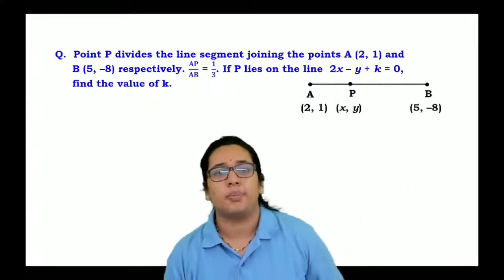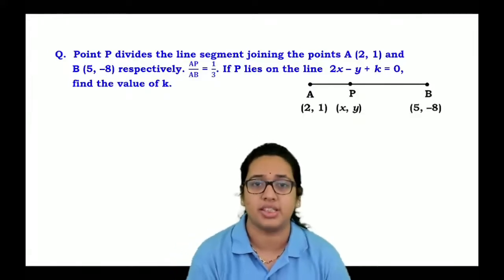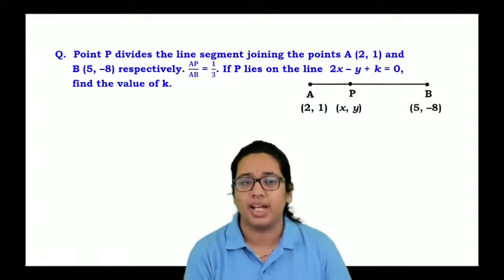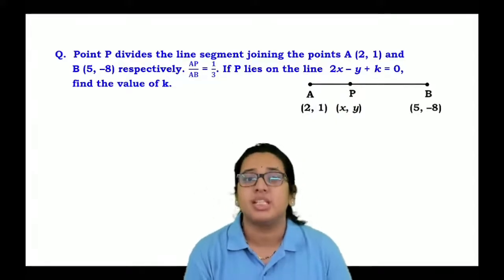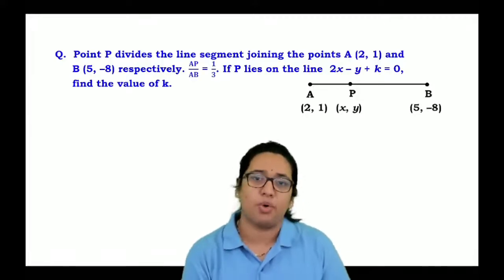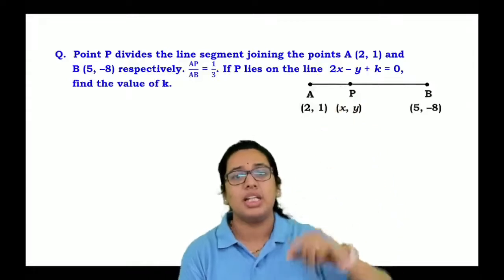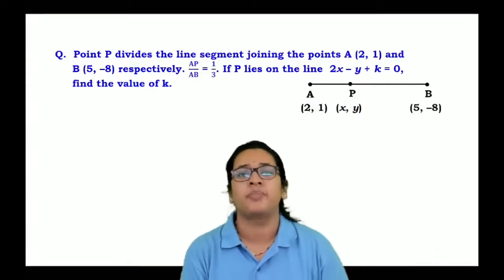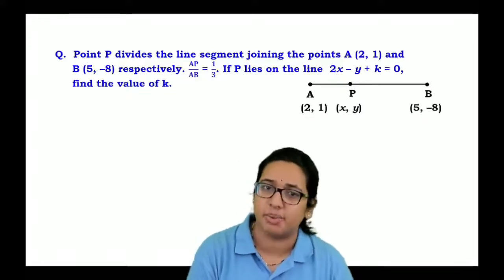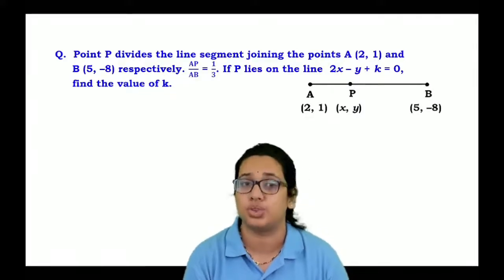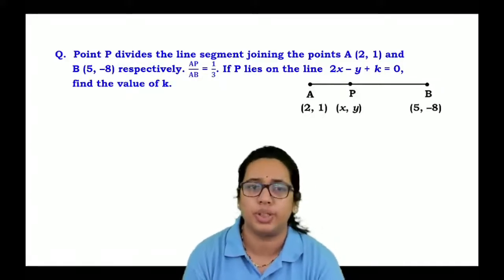See, a point P divides the line segment joining the points A (2, 1) and B (5, minus 8) respectively, such that AP upon AB is 1 upon 3. If P lies on the line 2x minus y plus k equals to 0, then find the value of k. Okay, we'll do it one by one.